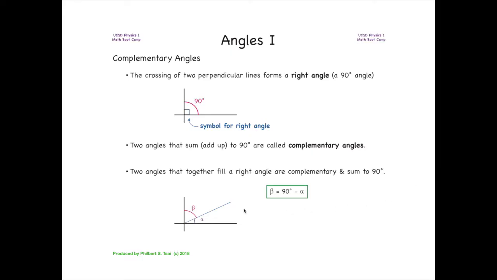That means if you see a geometry in which you know one of the angles that fill this 90-degree crossing, then you can calculate the other angle of interest by taking 90 degrees and subtracting the angle that you know. For example, if we know that angle alpha here is 25 degrees, then you can calculate this angle beta by simply subtracting 25 from 90 to get 65 degrees.